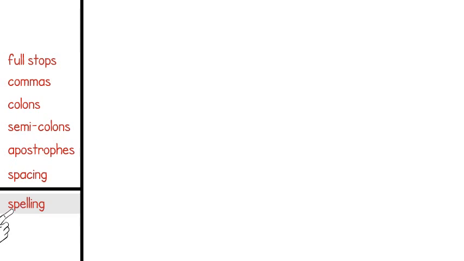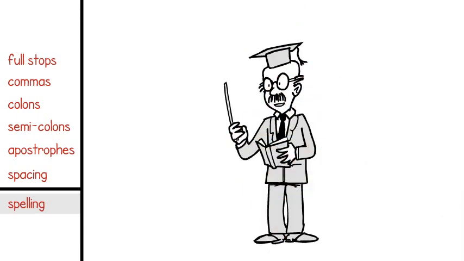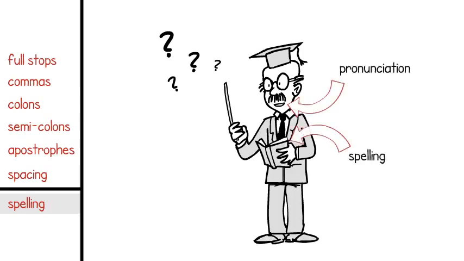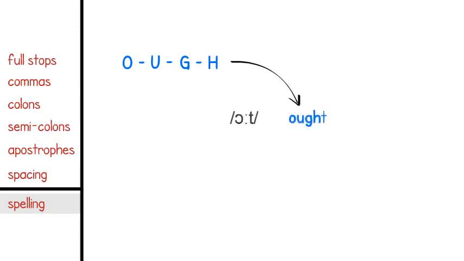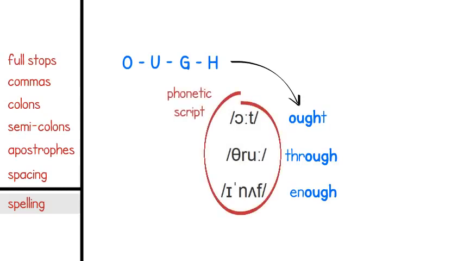Now let's turn to spelling. This is a very complex area, and unfortunately there are not many easy rules. As you know, in English, there is often little connection between the pronunciation of a word and its spelling. So it is sometimes impossible to know how to pronounce a word from how it is spelt. For example, there are many different pronunciations of O-U-G-H. Ought, through, enough. For this reason, it is good to know how to read phonetic script in a dictionary, like this.